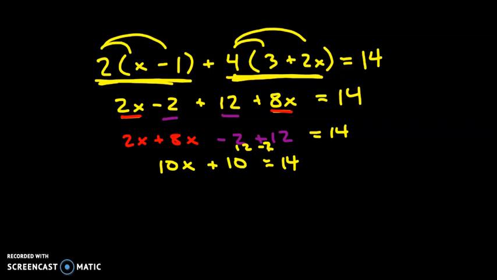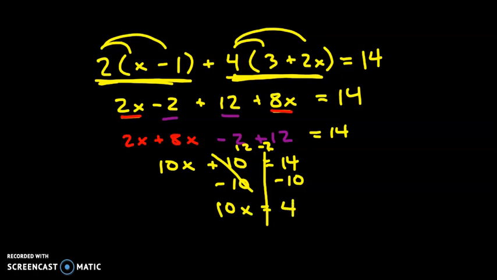Now we just have 2 terms. We always want to get rid of whatever doesn't have the x. So we want to get rid of this plus 10 here. So we're going to subtract 10 on the left because that's going to cancel that and give us a 0. But we have to do the same to the right side, so minus 10 there. So on the left side, we're left with 10x. On the right side, we've got 4.